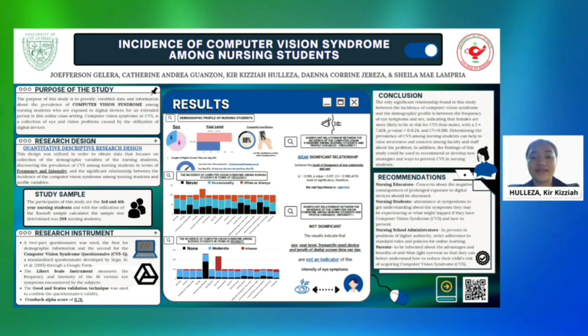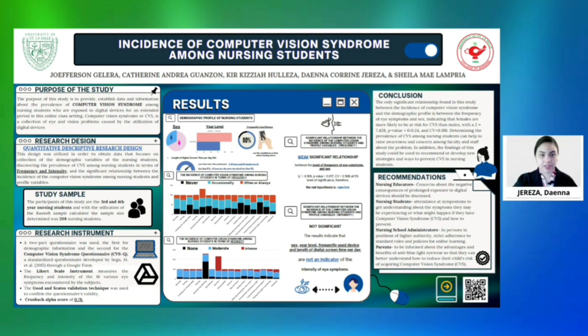This study utilized the descriptive research design in this quantitative study in order to describe the variables and relationships associated with this research problem, procuring information in a systematic order to provide a comprehensive picture of the phenomenon, such as the incidence of computer vision syndrome among nursing students.